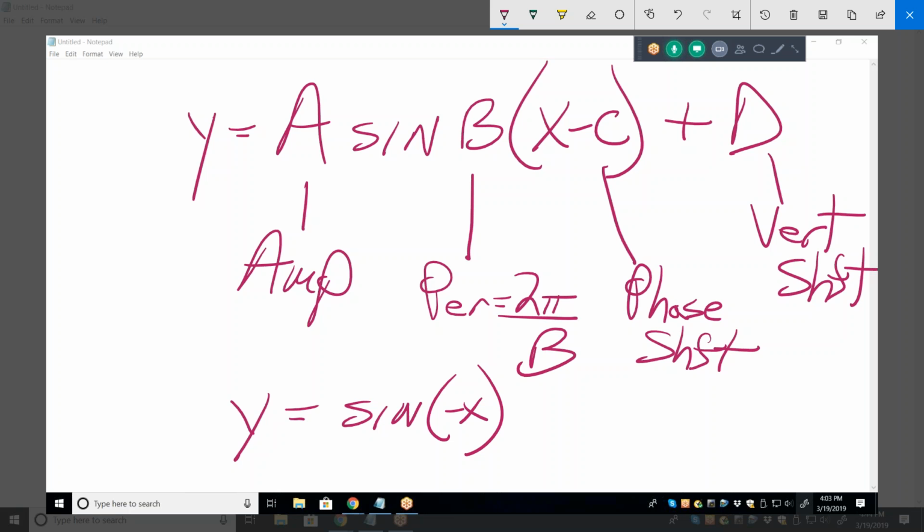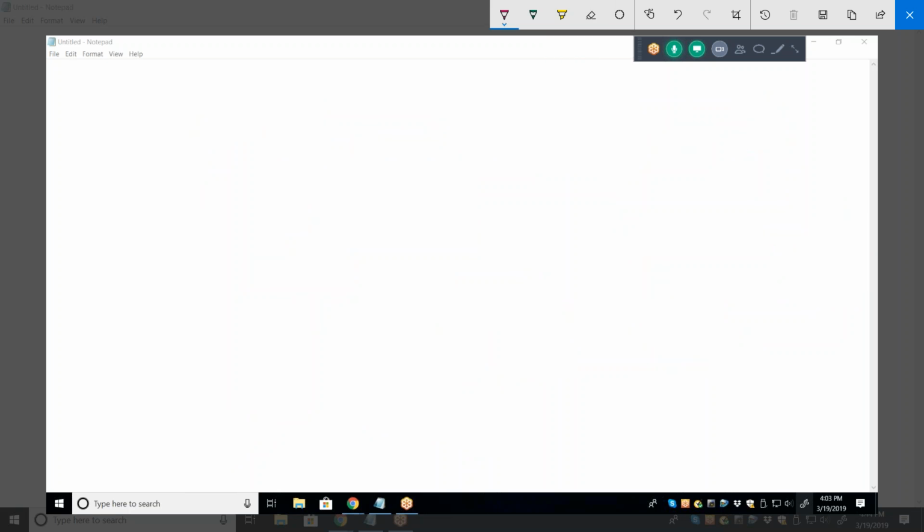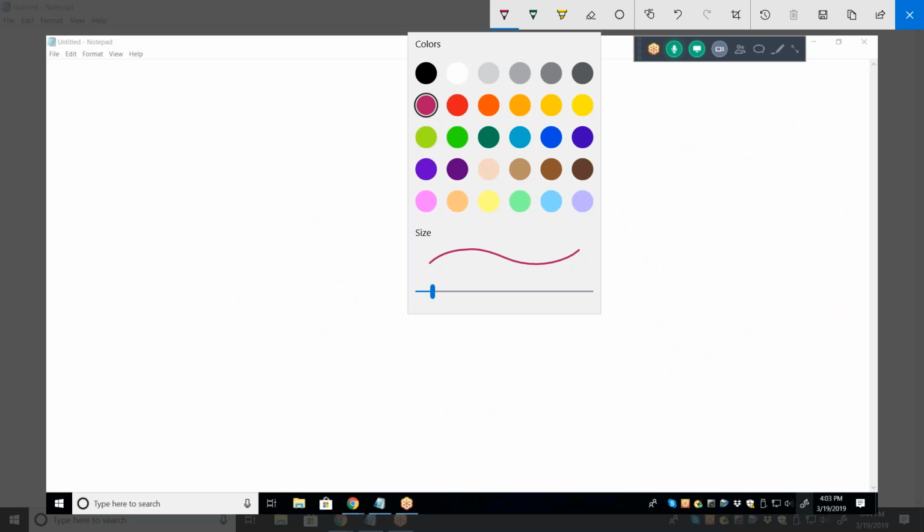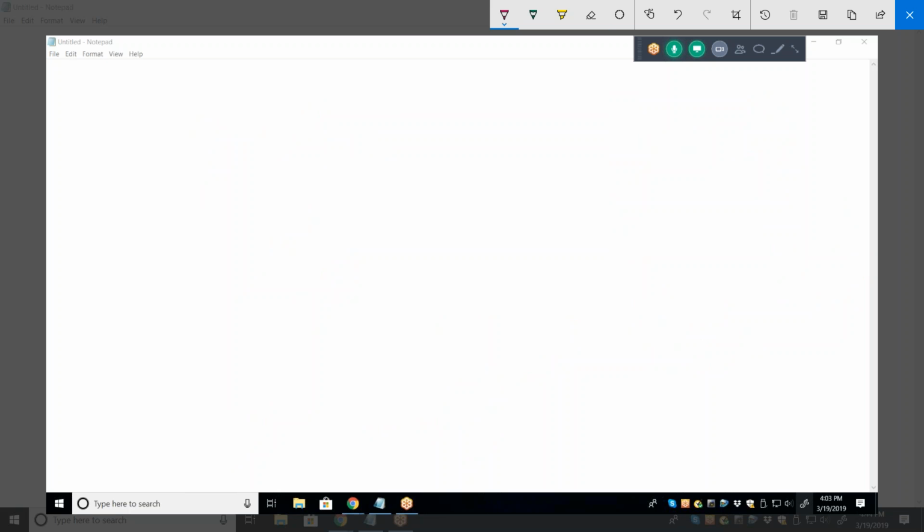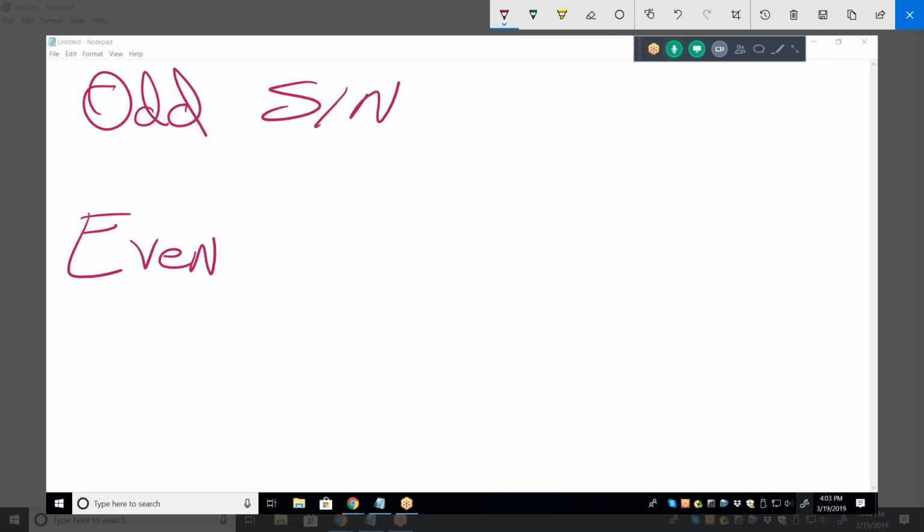There are some co-function properties. Let's talk about these, because these are important to remember. First of all, your trig functions are odd or even. Sine and tangent are both odd. Cosine and its reciprocals are even. In other words, if sine is odd, then cosecant is odd also. If tangent is odd, cotangent is odd.